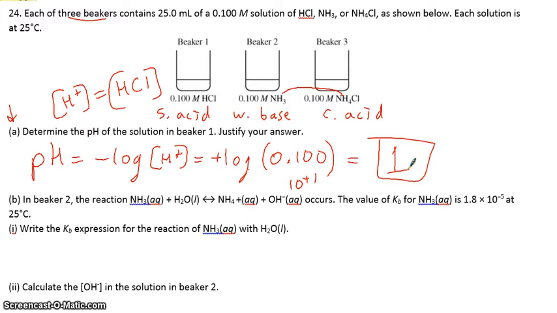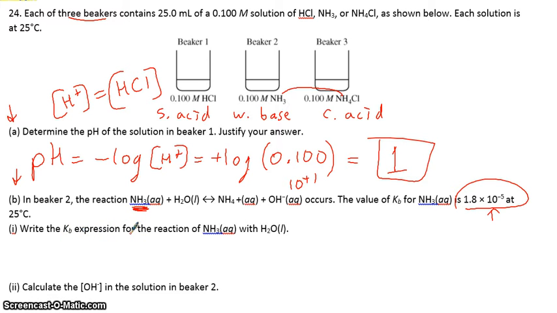Right, so part B asks, in beaker 2, we have ammonia reacting with water. It's a weak base, so notice it forms the conjugate acid, ammonium, and hydroxide ion. The value of Kb is 1.8 e negative 5. We see that it's a weak base. Remember, weak acids and bases have small Kas or Kbs because of that reason. They want the Kb expression for the reaction.